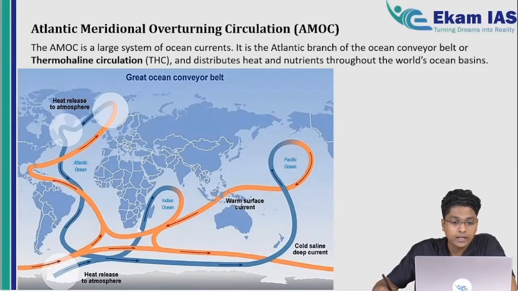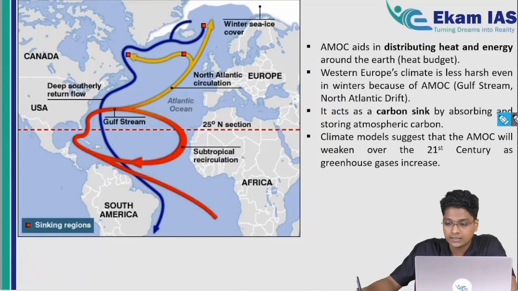Now this is the entire ocean conveyor belt. Now we will take a look at where the Atlantic Meridional Overturning Circulation is taking place. Here you can see the red lines are transporting the warm ocean water towards the polar regions. Then as they reach there, it sinks. These marked areas are where the sinking predominantly takes place. So this is distributing heat and energy.